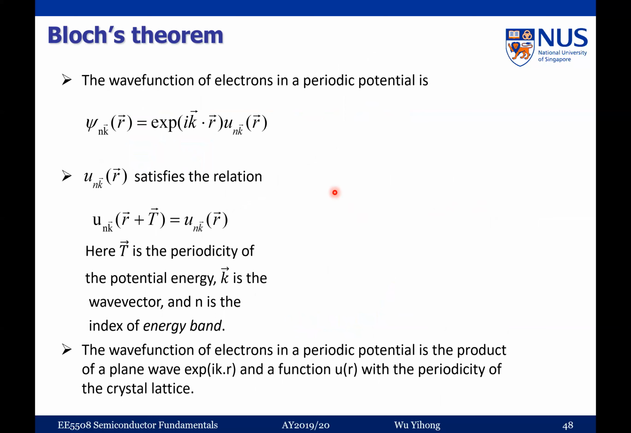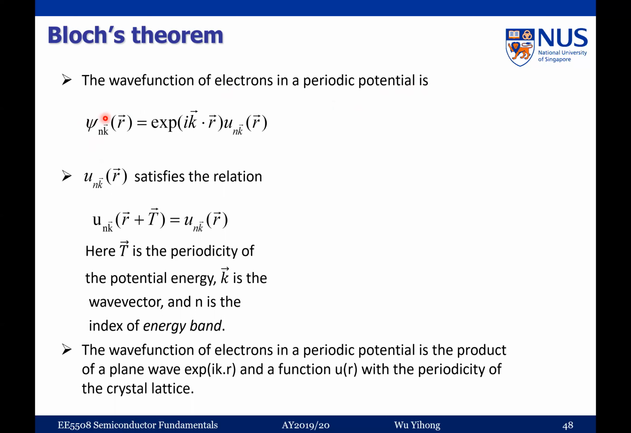So we'll not prove this, but we just take this as a theorem. This is called Bloch's theorem, right? Basically, what this Bloch theorem says is that an electron inside this periodic potential of a real lattice will have this kind of form, right?